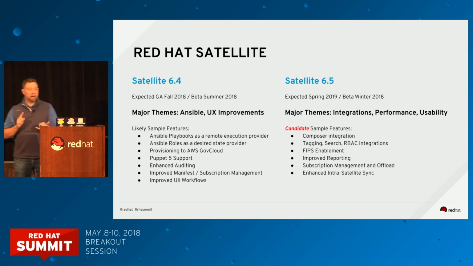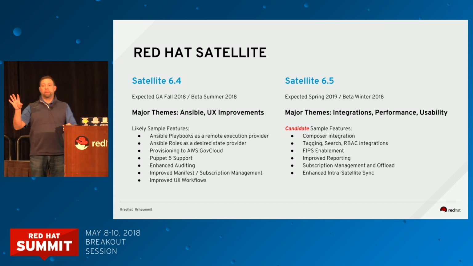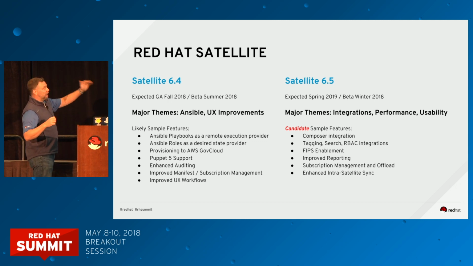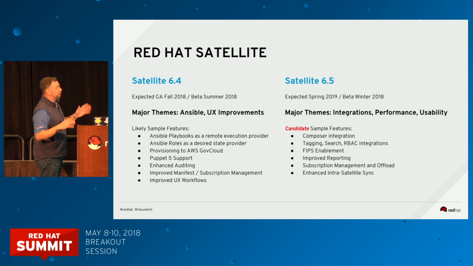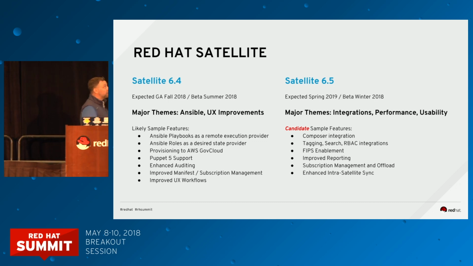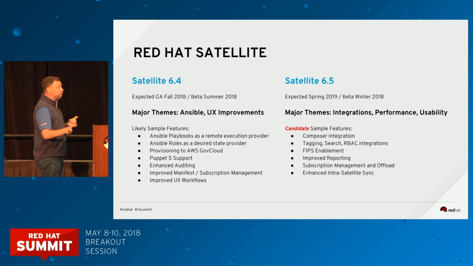So 6.4, major themes for 6.4 are continuing that Ansible journey that I talked about at the beginning, moving from our integration with Ansible Tower to embedding the bits. That's what John just showed you. So I don't have to go over those first couple of bullets there. That's around the Ansible integration. Our support for Puppet 5 is coming in 6.4. If there's any public sector folks out here, we're going to support provisioning to GovCloud.